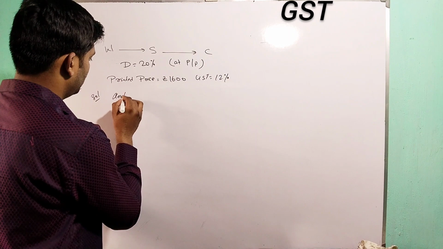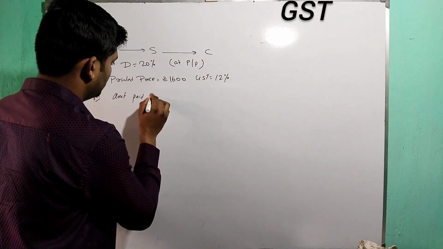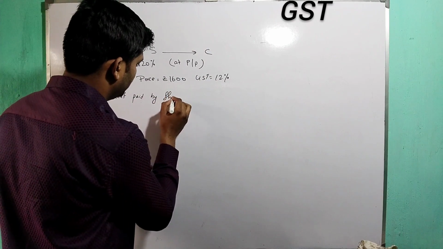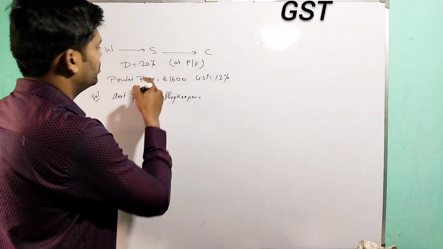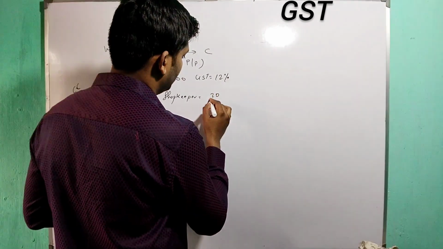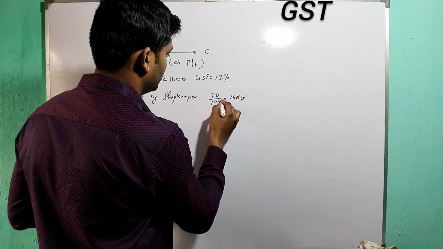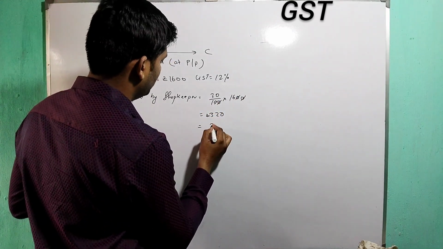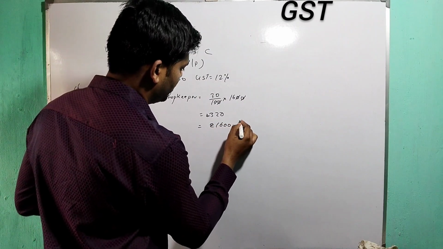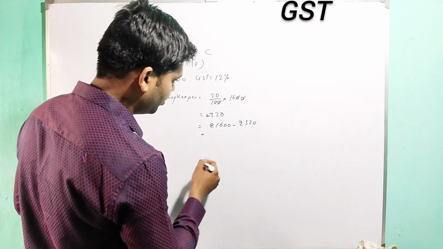Amount paid by shopkeeper excluding tax. Okay, so discount, 20 by 100 into 1600, that is 320 less. So the amount is equal to rupees 1600 minus rupees 320. So when you solve this one, how much will it be?